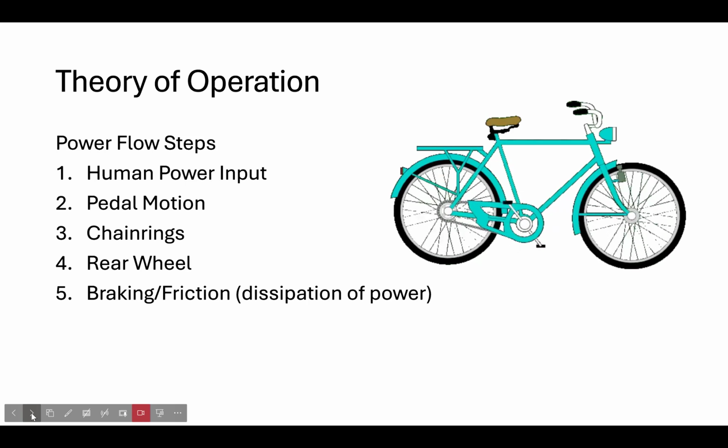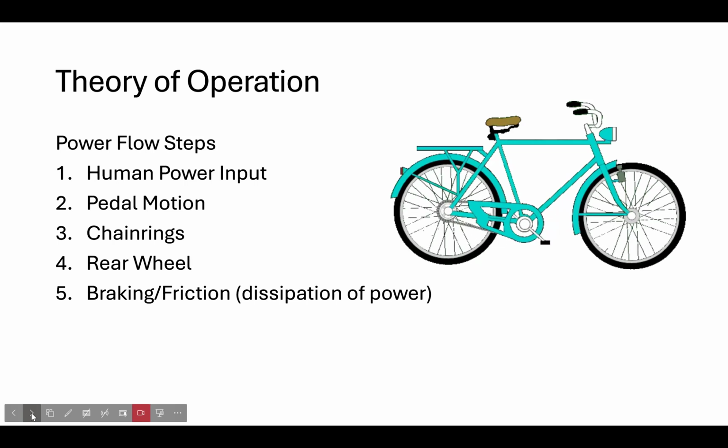And then another power flow, or reduction of power, is the friction of the wheels hitting the ground, like the rubber on the asphalt, and also the braking system, which intentionally decelerates the system.